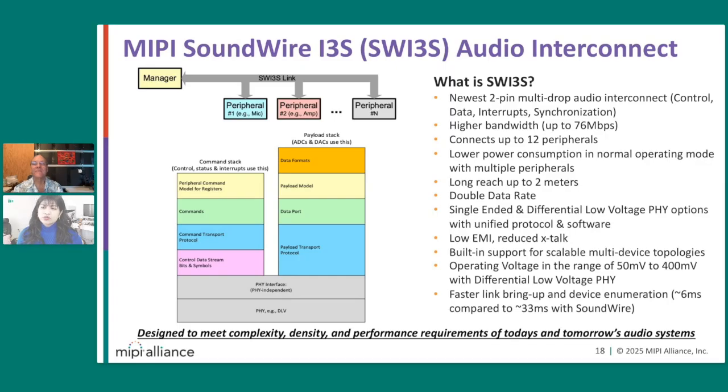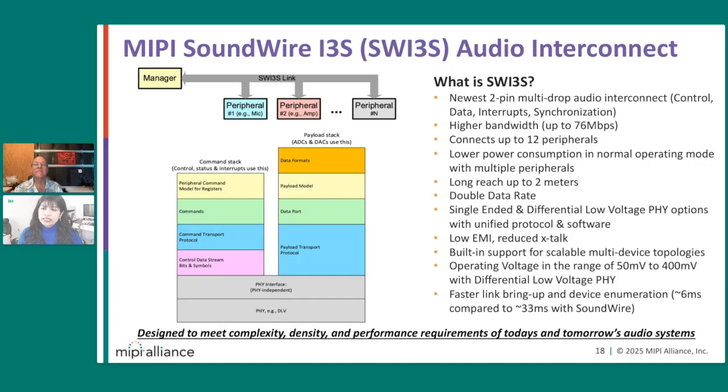And SWIS gives you more number of data ports, more channels, richer audio formats, and tighter timing alignment across complex audio systems, all while maintaining a low-power, deterministic transport mechanism. And each SWIS link can connect up to 12 peripheral devices, things like microphones, amplifiers, codecs, or haptics controllers, all managed from a single host through a manager node.